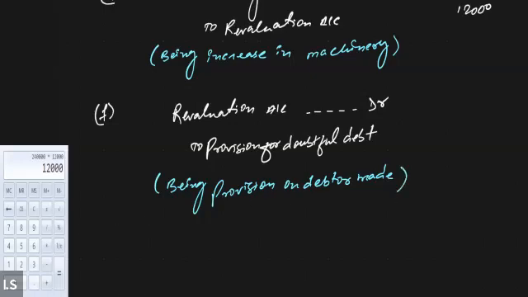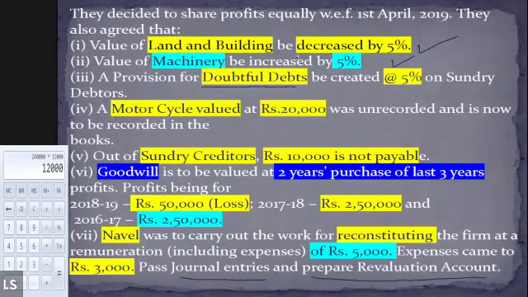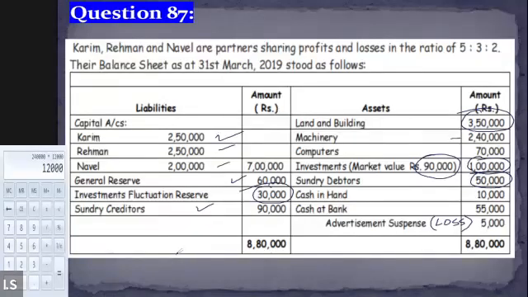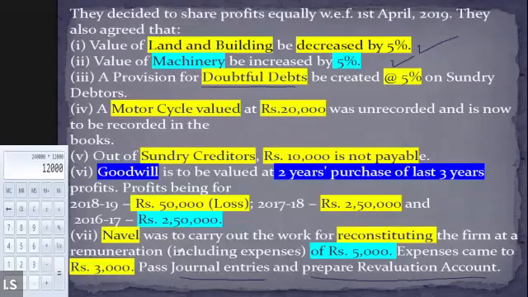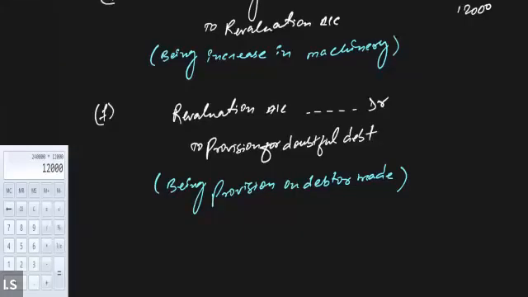Now, tell me, is the journal entry clear now, both of you? Yes. We just need to find out the 5% of the debtor. So 5% of the value of the debtor, 50,000, is obviously 2,500. 5% is 2,500.